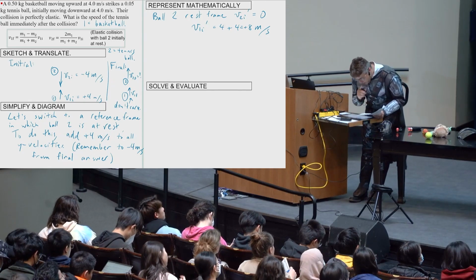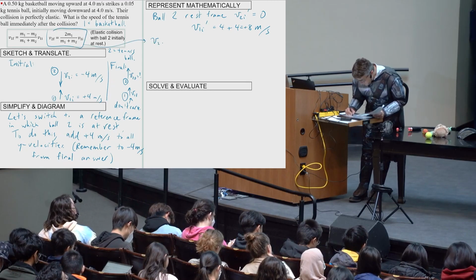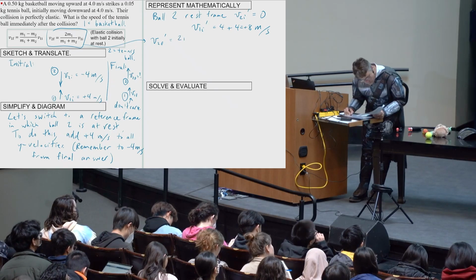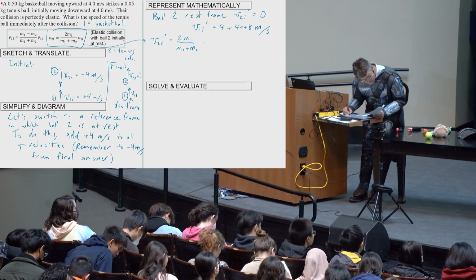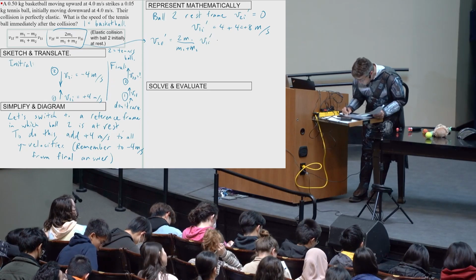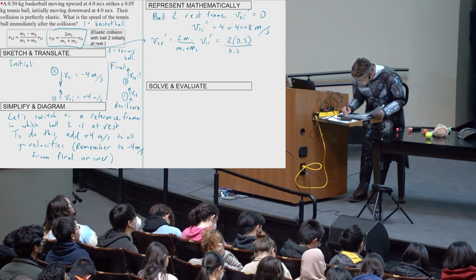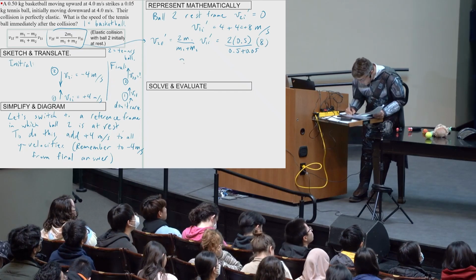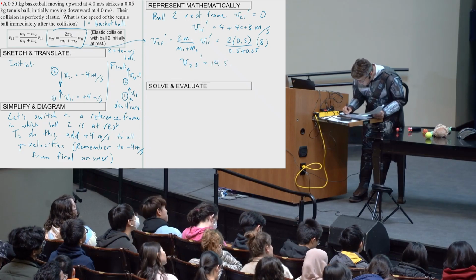And then you just use these equations. The one we care about is V2 final. We're going to use that. And don't forget it's prime because we're in this primed reference frame. 2 m1 over m1 plus m2 times V1 initial prime is equal to 2 times 0.5, which is the mass of the basketball, over 0.5 plus 0.05, times 8. And you get V2 final is equal to 14.5 meters per second.